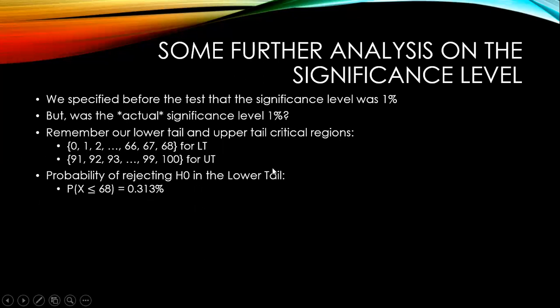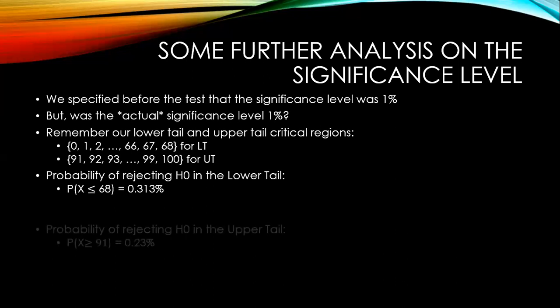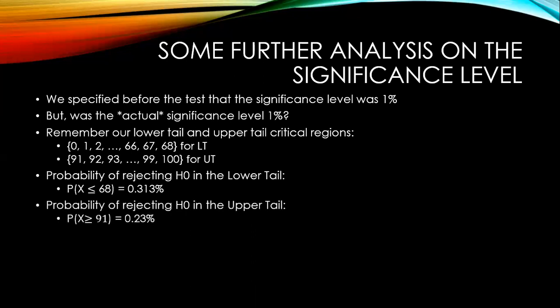And we worked that out because we did that on the calculator. We found out that was 0.313%. Okay, so the probability that you reject H0 on the lower side of the distribution is 0.313%. The probability that you reject H0 in the upper tail of the distribution is the probability that we got 91 or more brown-eyed people, which is 0.23%.